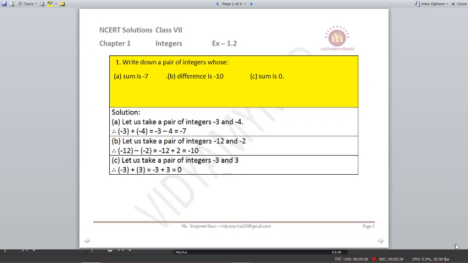And see that one is sum, difference, sum. When sum is there, put a plus sign in between, and when difference is there, put a minus sign in between, and then decide the pairs which you have to take.